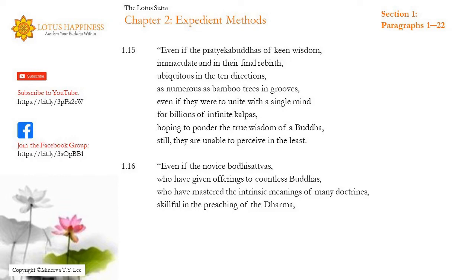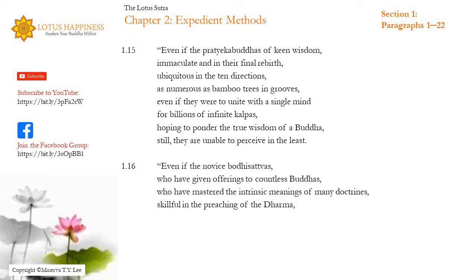Even if the Pratyeka Buddhas of keen wisdom, immaculate and in their final rebirth, ubiquitous in the 10 directions, as numerous as bamboo trees in groves, even if they were to unite with a single mind, for billions of infinite kalpas, hoping to ponder the true wisdom of a Buddha, still, they are unable to perceive in the least.